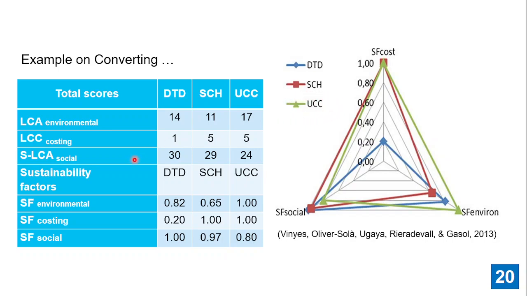For the urban collection center, the sustainability factor of environment is 100% contributing in the environmental dimension. The sustainability factor of costing is also 1, also 100% contributing in sustainability. Economically it is also sustainable. They contribute very well in sustainability. And socially it is 0.8, which is less contributing than the environmental and economic factors.